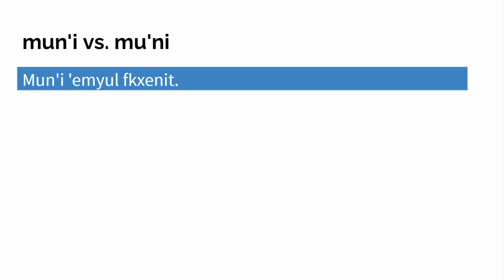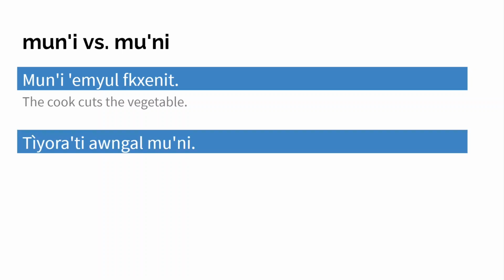So let's look at the sentences. First we've got mun-i emjul fkenid. The cook cuts the vegetable. Fun fact, mun-i is one of the hardest words to say for me. When I read the sentence the first time, I had to do like 5 attempts till I got the mun-i somewhat correctly. So if you think that my pronunciation is good and you think, oh no, I could never do this, don't. I cut out all the failed attempts. And deorati aungal mu'ni. We accomplished victory.